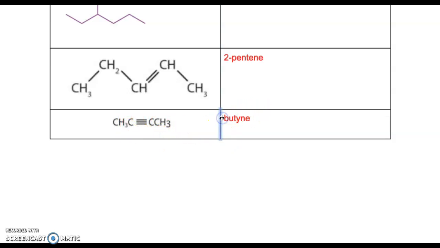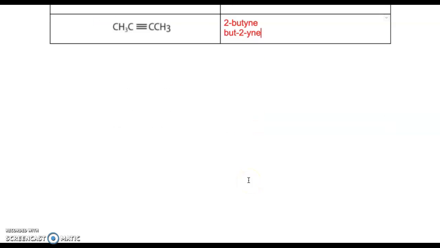So we can write 2-butene, or you can write butane. I'm sorry, butyne, not butene. I made a mistake the first time. So this is how you go.